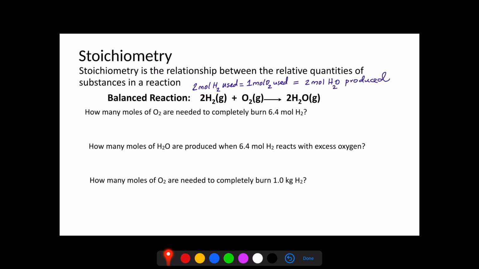Okay, so if we have a problem like this, how many moles of oxygen are needed to completely burn 6.4 moles of hydrogen? First, let's think rationally. For 2, 1 is needed. So for 6.4, half of that will be needed, because as you can see, 1 is half of 2.